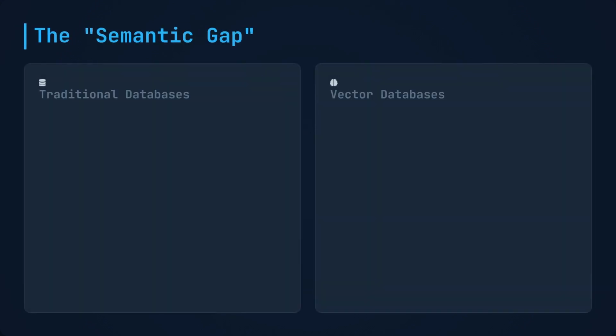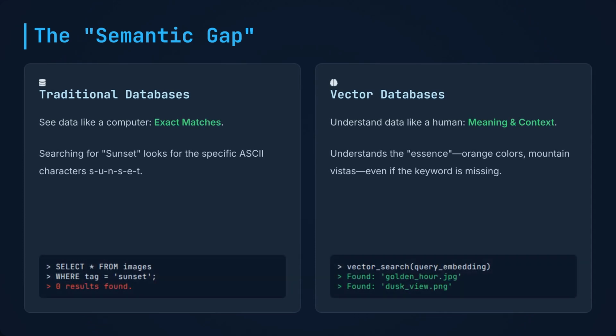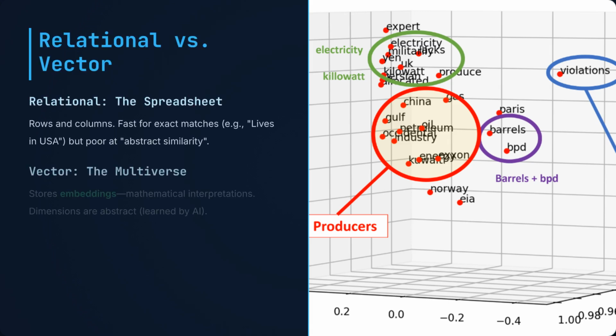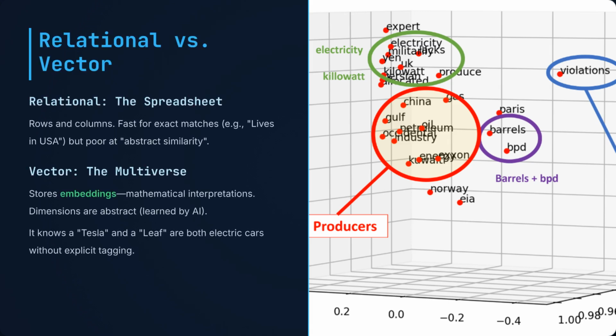Traditional databases see data like a computer, focusing on exact matches. Vector databases bridge this semantic gap by understanding data like a human, recognizing meaning and context, even when keywords are missing. Relational databases are like spreadsheets, fast for exact matches but poor at abstract similarity. Vector databases are like a multiverse, storing embeddings, mathematical interpretations that understand concepts like electric cars without explicit tagging.